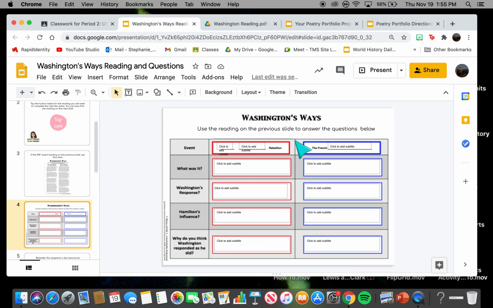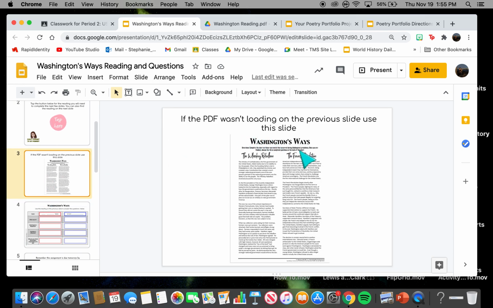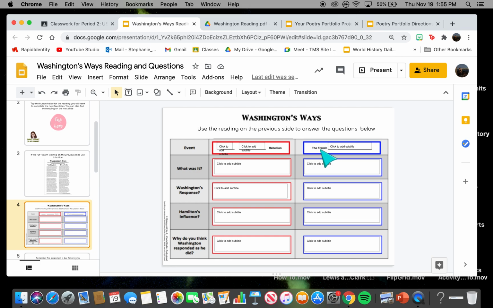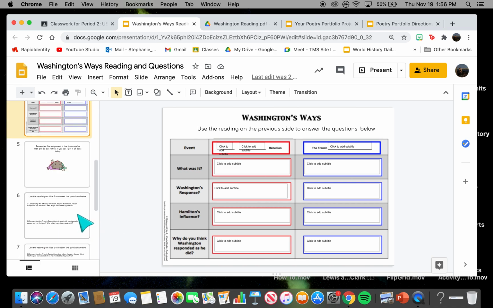Now this side is very much the same exact thing, except you're going to read this side of the reading, the French Revolution. Again, it just has you finish the sentence, and then you fill in all your information here. We'll be doing the first one in the Google Meet. If you open this during a Google Meet and we're following along, then I'll help you out with the first one, so the second one won't be so hard.